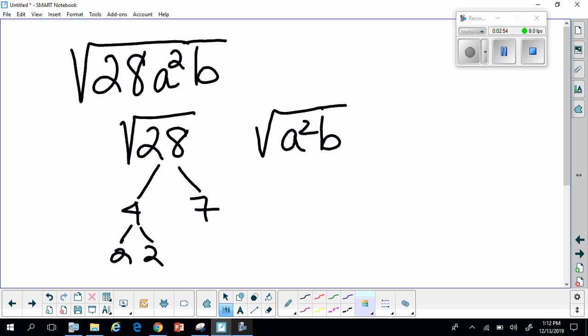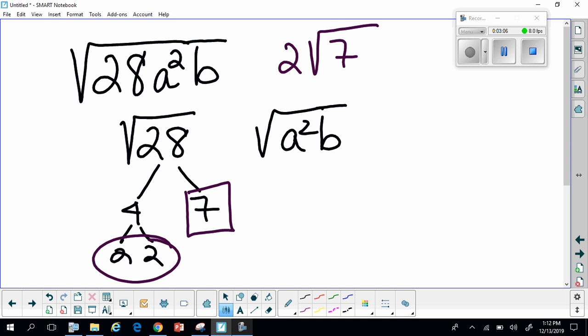So I know that my answer, again, is 2 root 7 because I have two 2's. I circle them, and one of them gets to go out. Anything that does not have a pair has to go under the root sign. Okay, so let's do our variables the same way.